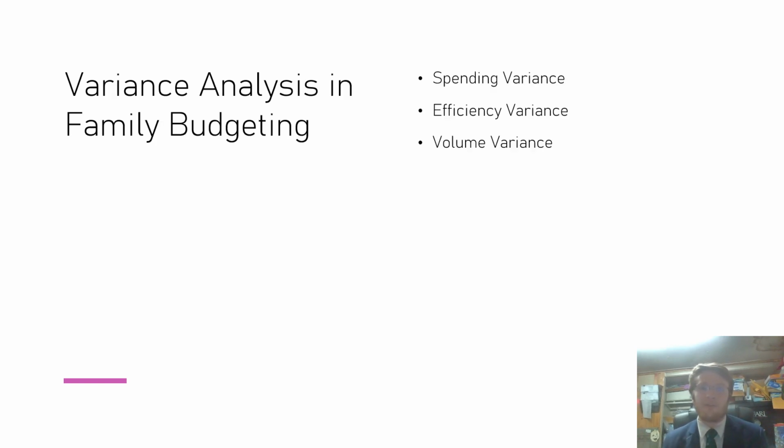Variance analysis and family budgeting can be broken down into three parts: spending variance, efficiency variance, and volume variance. Spending variance is checking your budget to see if it went up or down in the amount of money that you spent. This can be for various reasons, such as the cost or the quality of products that you're buying going up or down. Efficiency variance, in relation to a family budget, is based on how much you would be wasting of a certain thing.